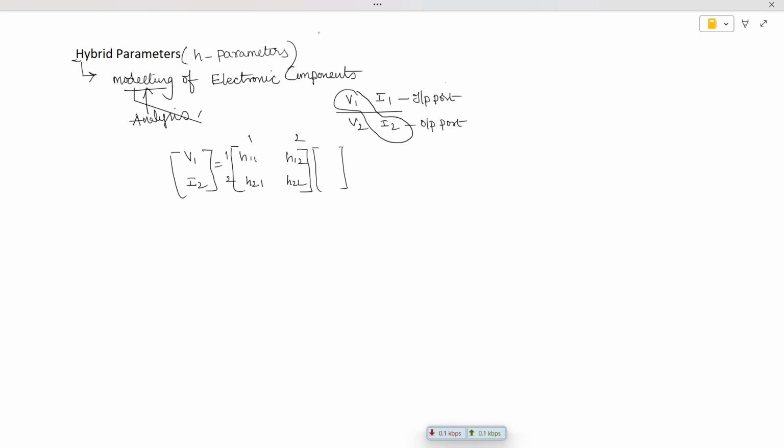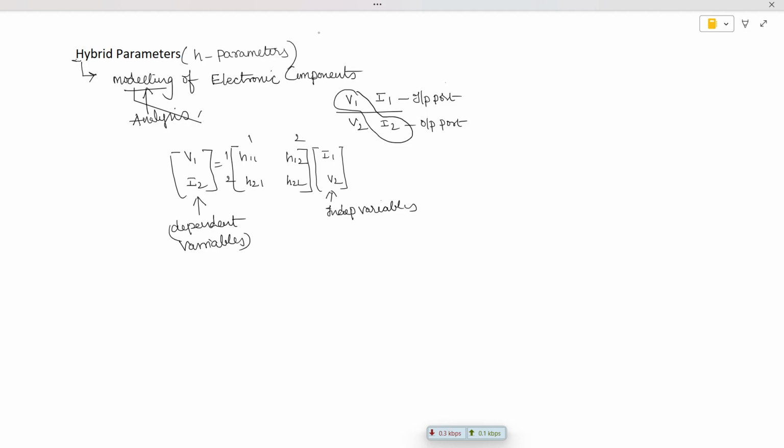What are the leftover values? I1 is the input current and V2 is the output voltage. V1 and I2 are called dependent variables, whereas I1 and V2 are called independent variables, because based on the I1 and V2 values we get V1 and I2. Now let's write down. Why is it called H? I will make it clear in the derivation.